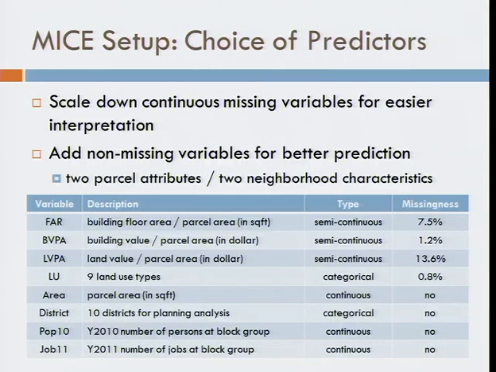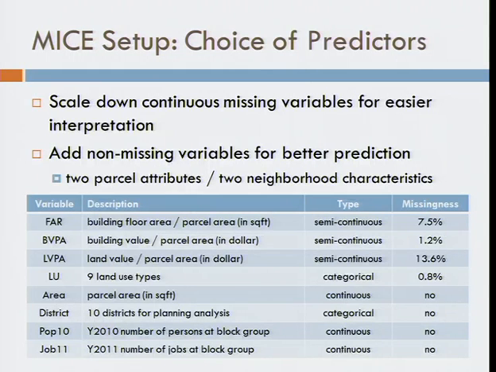floor area ratio, which is building floor area divided by parcel area, which is semi-continuous. We have 7.5% missing values. Also, we scale down building value by dividing by parcel area. BBPA is semi-continuous. Semi-continuous means we have a lot of zero values in this variable. We found 1.2% missing values in this variable. Also, we scale down land value by dividing by parcel area, which is also semi-continuous, and we have 14% missing values.